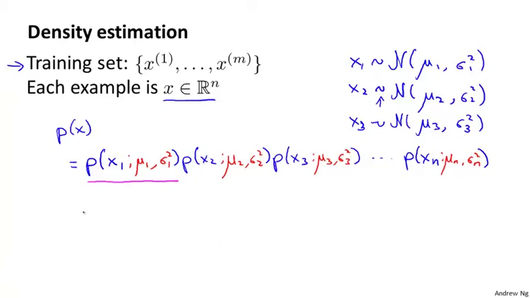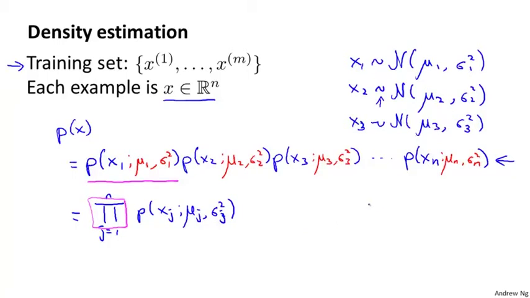And finally, in order to wrap this up, let me take this expression and write it a little bit more compactly. So I'm going to write this as a product from j equals 1 through n of p of xj parameterized by mu j, sigma squared j. So this funny symbol here is actually a capital Greek letter pi. That funny symbol there corresponds to taking the product of a set of values.